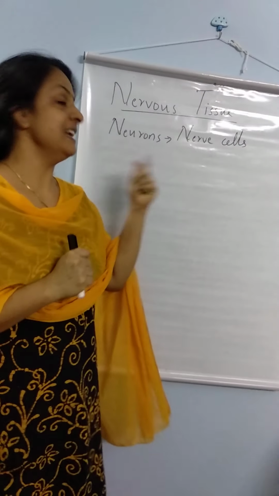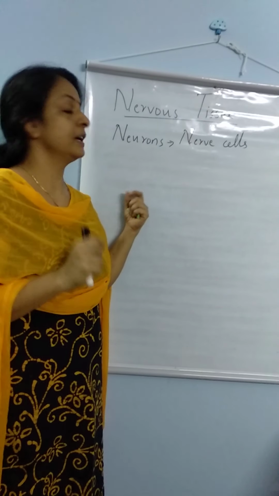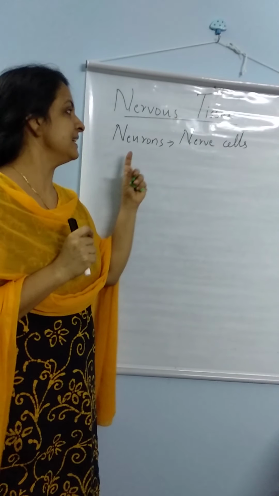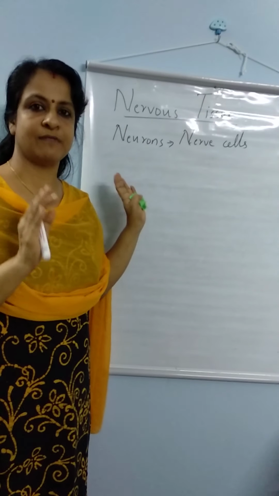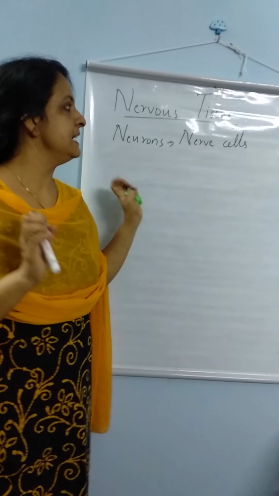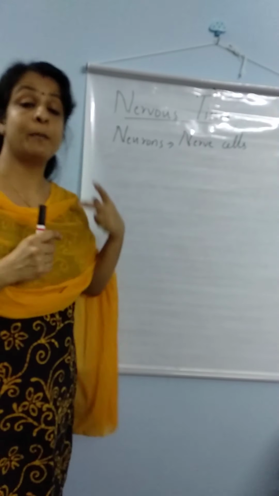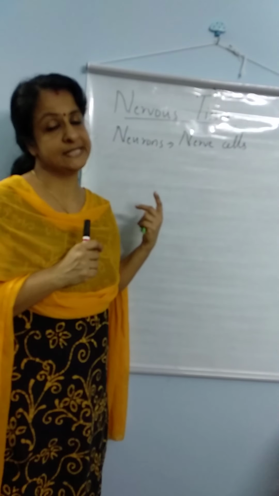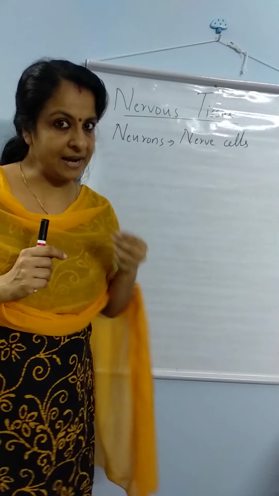Okay, let us study nervous tissue. Nervous tissue is formed of individual cells called neurons or nerve cells. Now, in which all parts of our body can we find nervous tissue? We can find nervous tissue in the brain and in the spinal cord.